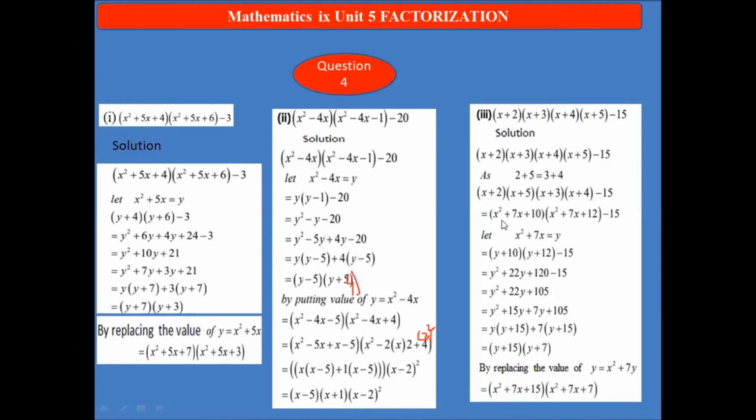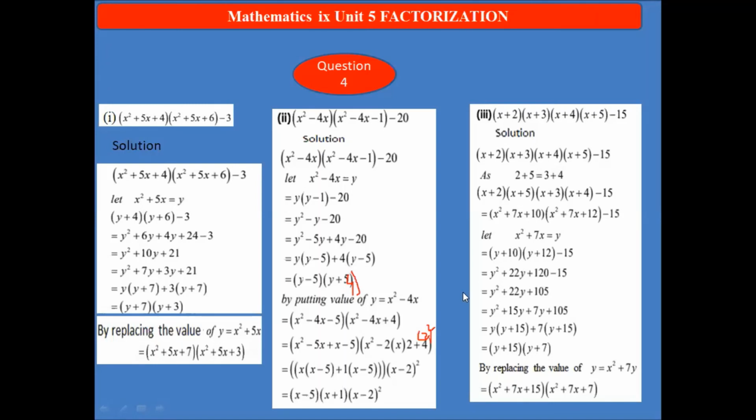Now we can put x square plus 7x equal to y. So y plus 10, y plus 12, minus 15. So when we multiply this with this one, we have y square, and when we multiply 10 with y, we have 10y, and when we multiply 12 with y, we have 12y. 10y plus 12y is 22y, and when we multiply 10 with 12, we have 120 minus 15. So when we add up these two terms, we have 105. So 105 we have to factorize.